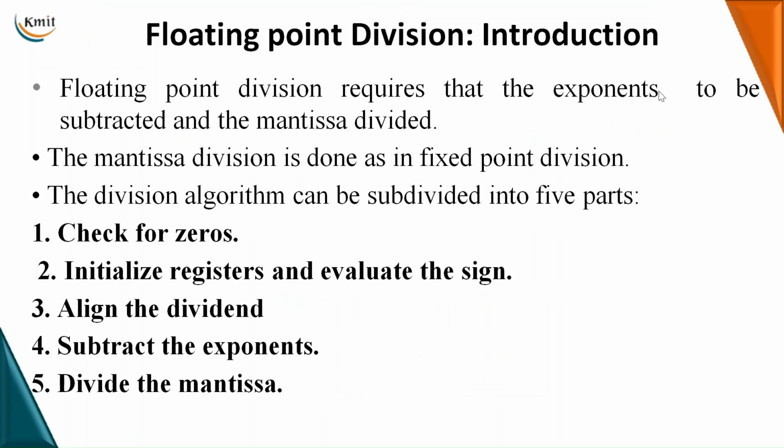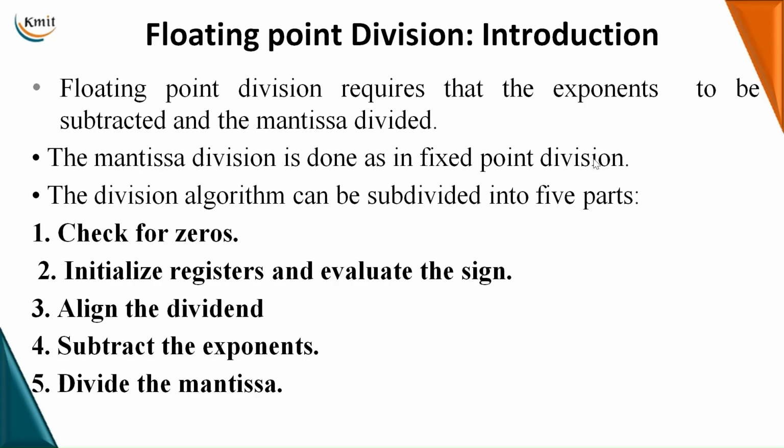Coming to the introduction, a floating point division algorithm requires that the exponents of the floating point numbers be subtracted and the mantissa parts of the floating point numbers be divided. For dividing the mantissa part, we use a fixed point division algorithm or a sign magnitude division algorithm.